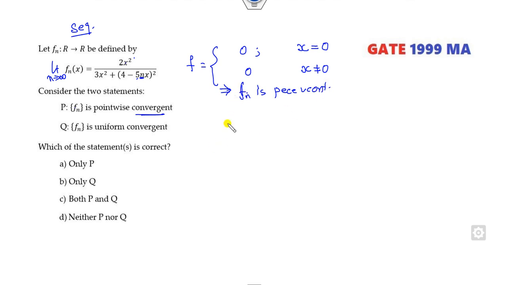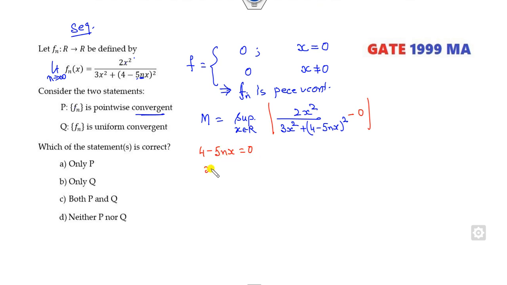Fine. Then we can define the value of M as the supremum over x of the absolute value of 2x square divided by 3x square plus 4 minus 5nx, minus 0. Now take the denominator as 0. I can simply take this value as 0. Then x will be 4 over 5n. If I substitute here, x is 16 over 25n square, divided by 3 into 16 over 25n square plus 4.